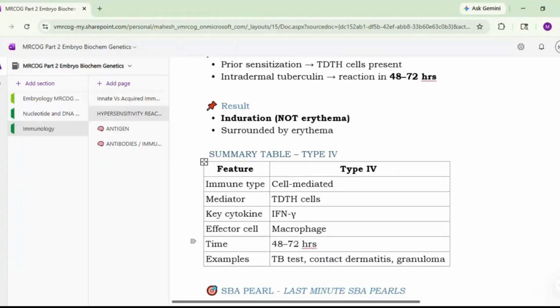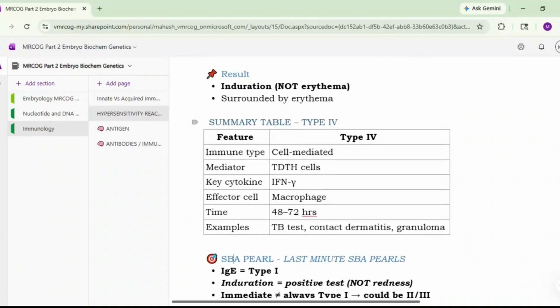Okay. So let us see in summary. Type 4 hypersensitivity reaction is cell mediated. Mediator is the TDTH cell, that is TH1 cells. Then the cytokine is interferon gamma. Effector cell is the macrophage. Time gap is generally 48 to 72 hours. Examples are TB test, contact dermatitis, and granuloma.